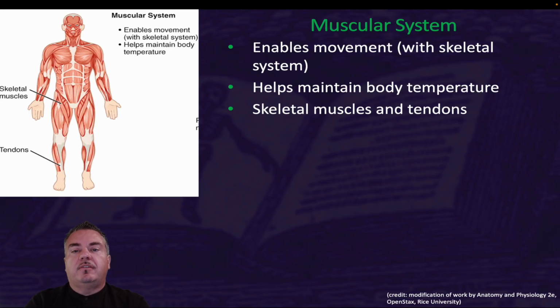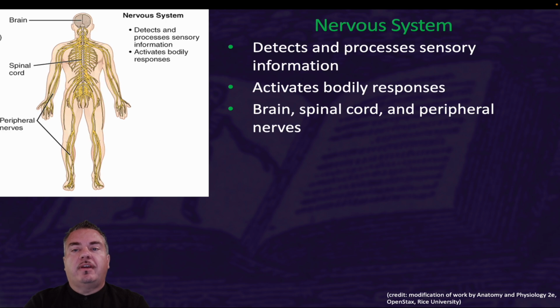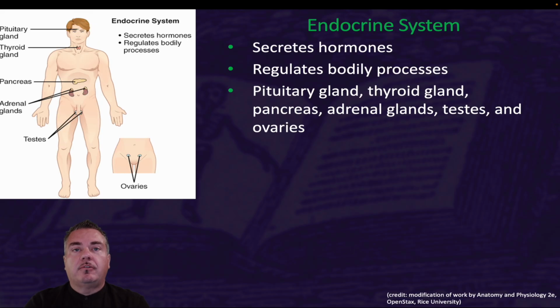The muscular system enables movement in combination with the skeletal system. It helps to maintain body temperature. It includes skeletal muscles and tendons. The nervous system detects and processes sensory information, activates bodily responses, and includes the brain, spinal cord, and peripheral nerves. The endocrine system secretes hormones and regulates bodily processes. It includes the pituitary gland, thyroid gland, pancreas, adrenal glands, testes, and ovaries.